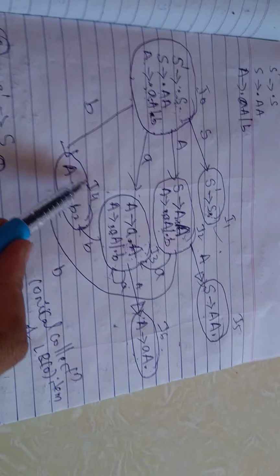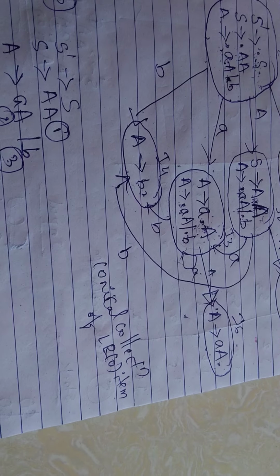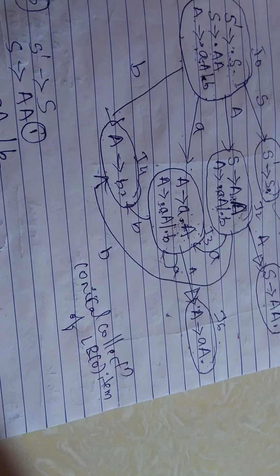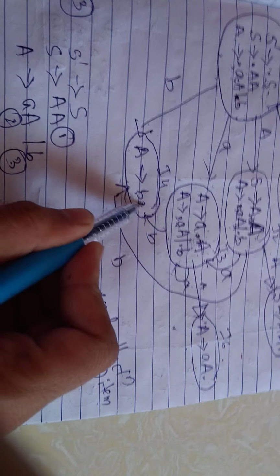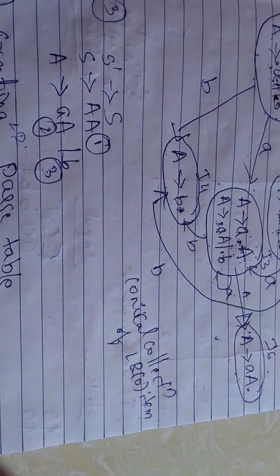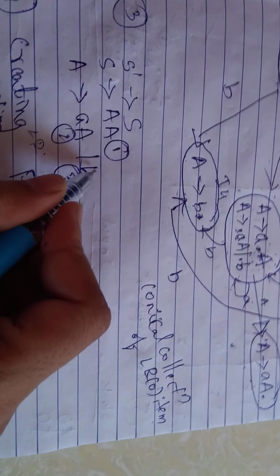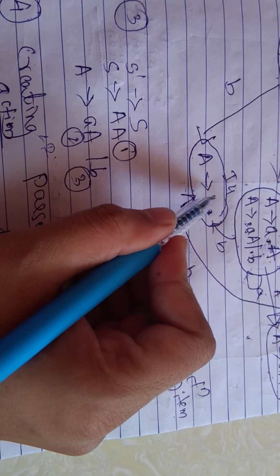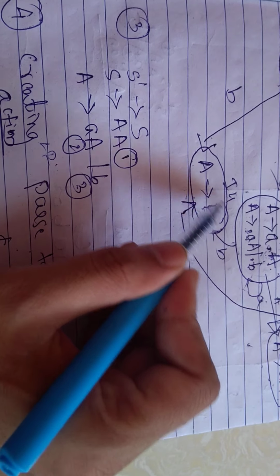I4 on small a, is there any case? No. So I4 on small a, we can write it as reduce. It will not go anywhere, but it will end with which production? It ends with B dot. So B dot is which production? Production numbers are given, so whatever the production is, it ends up over here.